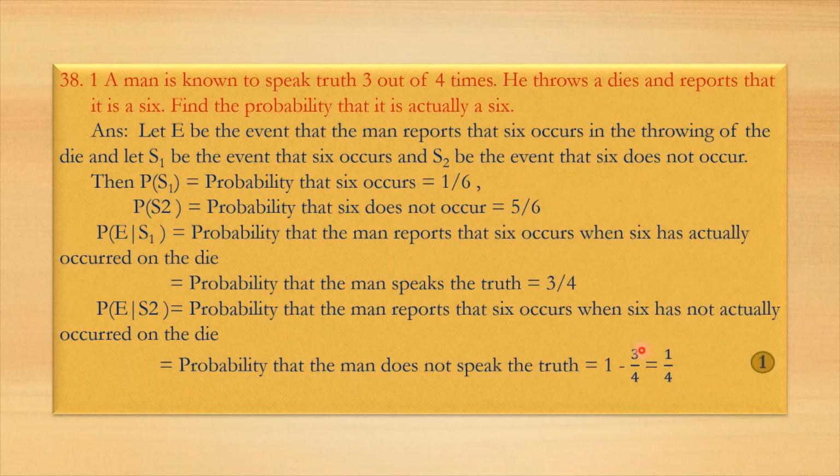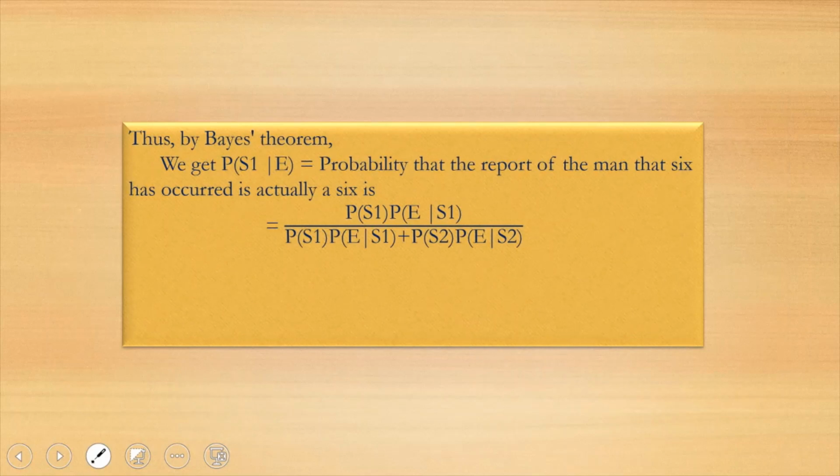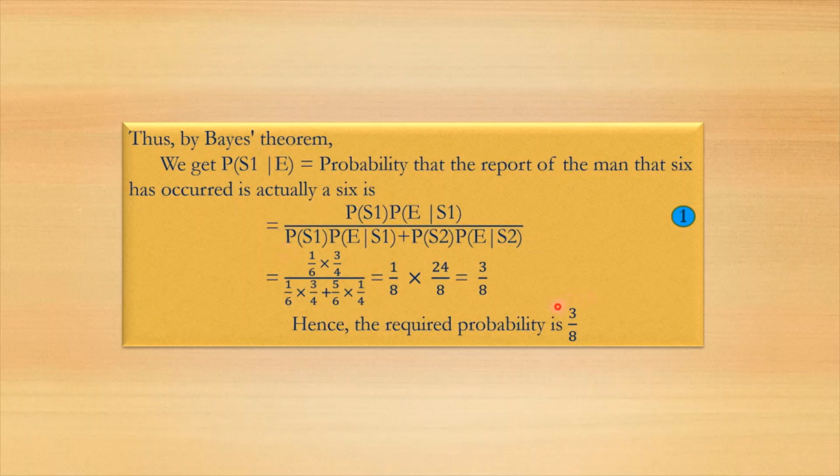Next I need to find out: he already reported that it is a 6. How much possibility is there that it was actually a 6? So I need to apply Bayes theorem here. Bayes theorem is probability of S1 given E is equal to probability of S1 into probability of E given S1, divided by probability of S1 into probability of E given S1 plus probability of S2 into probability of E given S2. So now just replace all the values and finally you will be getting 3 by 8 as the probability that the man reports 6 whereas it was actually 6, which carries one more mark. Thank you all.